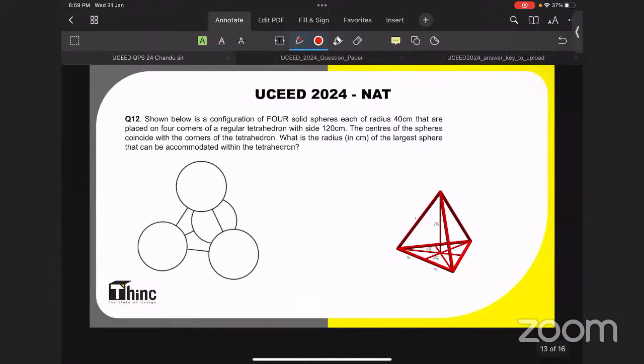So this question is a question where I am expecting some issues. Okay, this is where I am expecting some issues. I will tell you how it is, because the question is asking about the centers of the spheres coinciding with the corners of the tetrahedron. What is the radius of the largest sphere? Okay, so the question is asking about the radius of the largest sphere that can be accommodated.